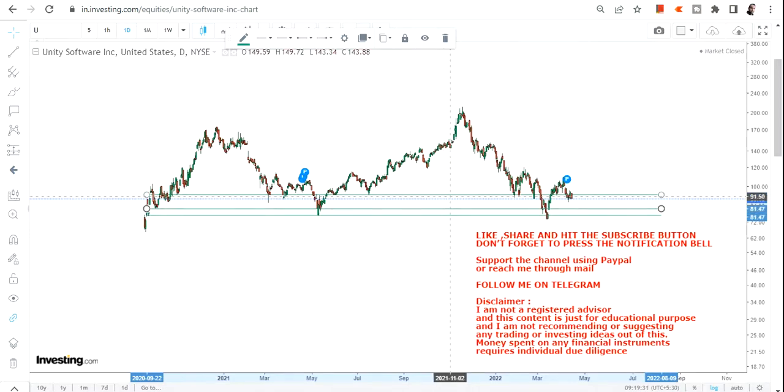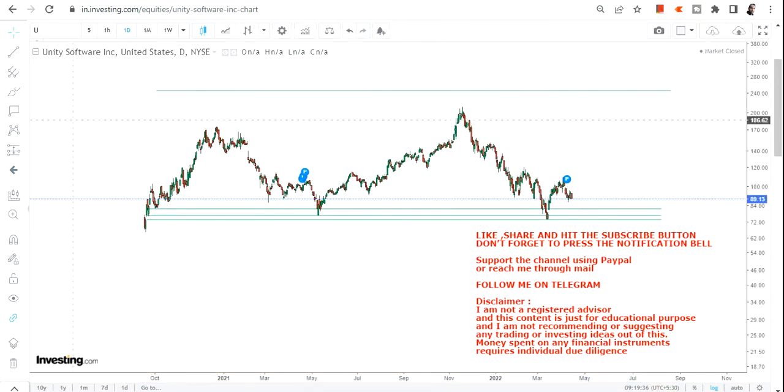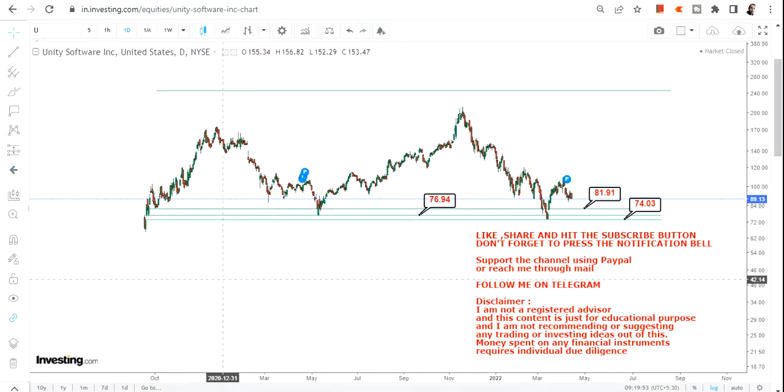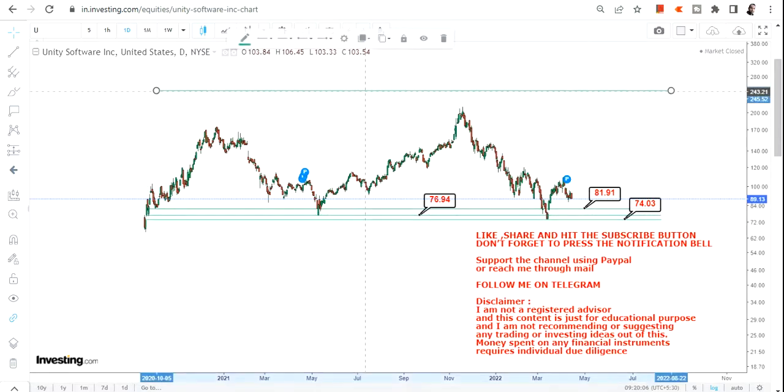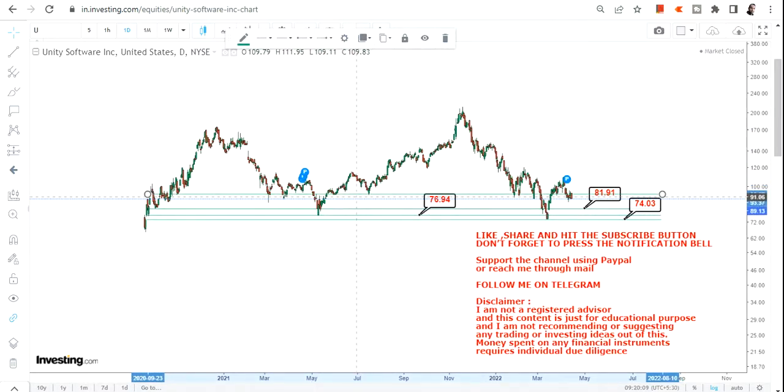Now what do we have here is the big question. As you can clearly see, there are three specific levels which we need to take care of, where you have your immediate support at 81.91, then we have our next support at 76.94, and finally the stop loss of 74. So this is a range and we can't tell you the exact place, but this is the range in between which the stock has taken support multiple times in the last 2 years and made a decent amount of bounce back.